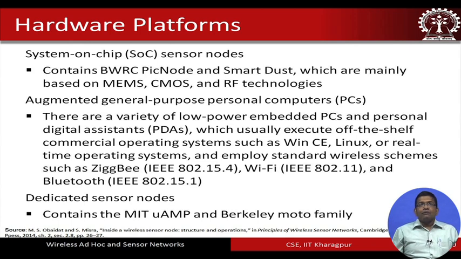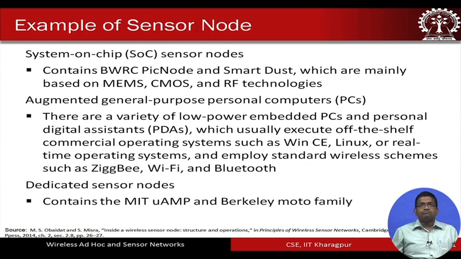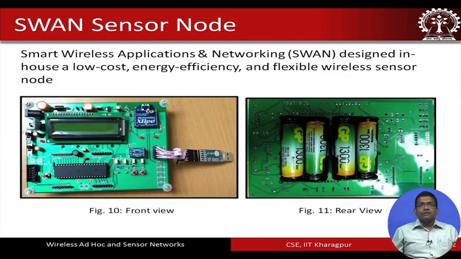Different types of hardware platforms are possible for use. Typically system on chip (SoC) sensor nodes are possible. Augmented general purpose personal computers (PCs) are possible. Dedicated sensor nodes could also be developed, and the corresponding examples belonging to each of these hardware platform categories are mentioned over here. Just in the interest of time, I am not going to mention each of them individually. So, these are the different types of sensor nodes, as I said.